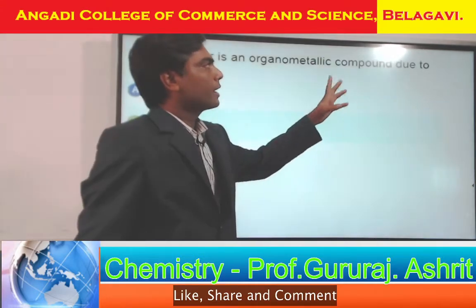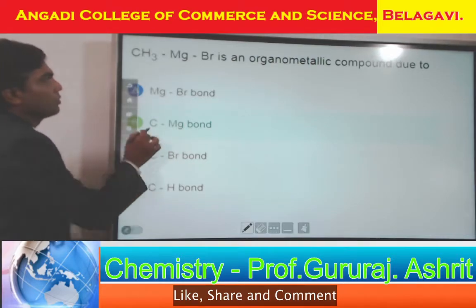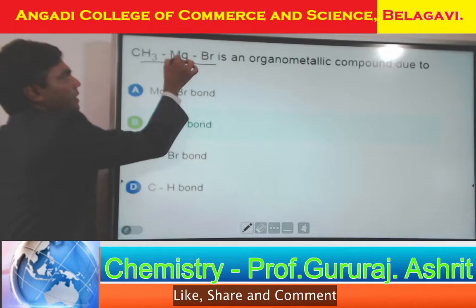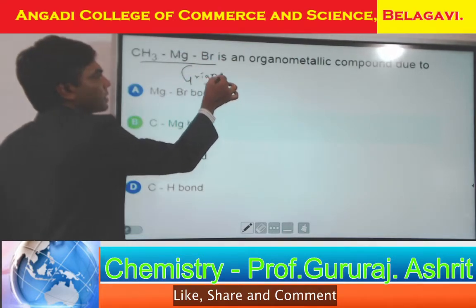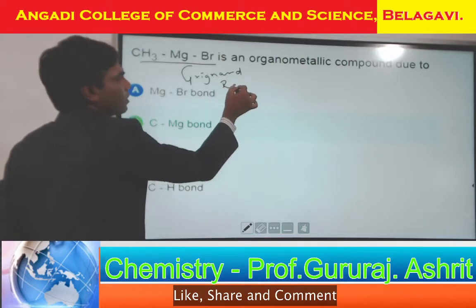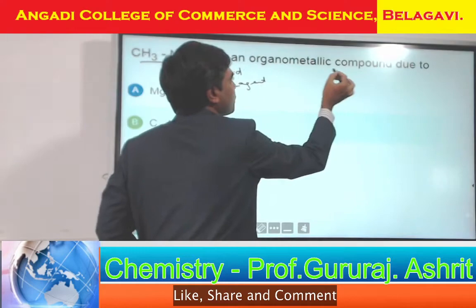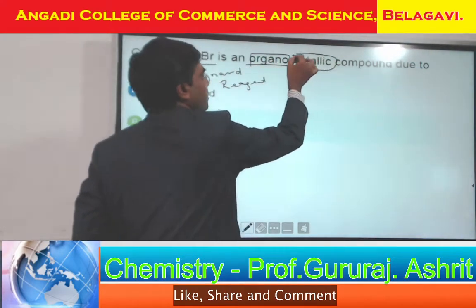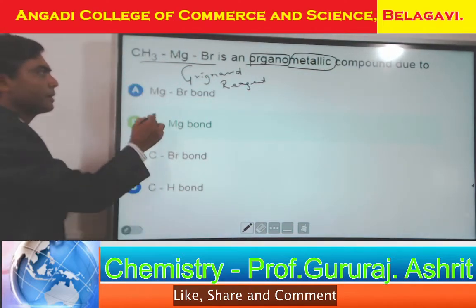CH3MgBr is an organometallic compound due to... So already you know, this compound name is methyl magnesium bromide, which is also called Grignard reagent in organic chemistry. He is asking which organometallic compound is there. Organo means carbon content, metal means transition element.